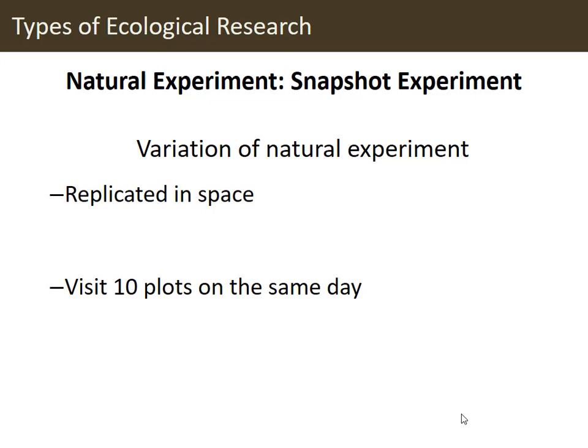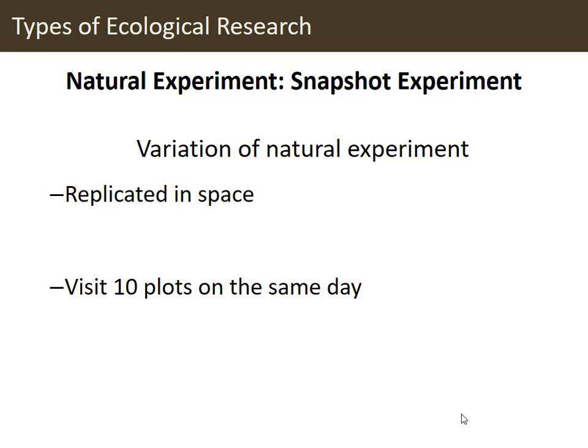Okay. We can also think about these natural experiments in a couple of different ways. We can do a snapshot experiment. A snapshot experiment is replicated in space. So we look for variation that's occurring across space, and we go out and sample all that variation at the same time.